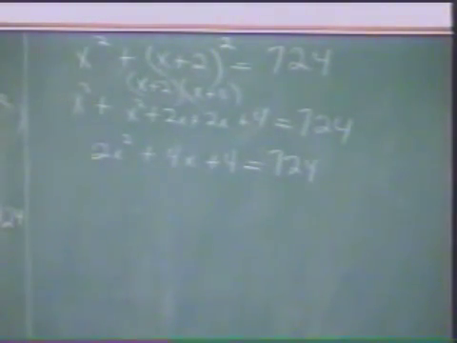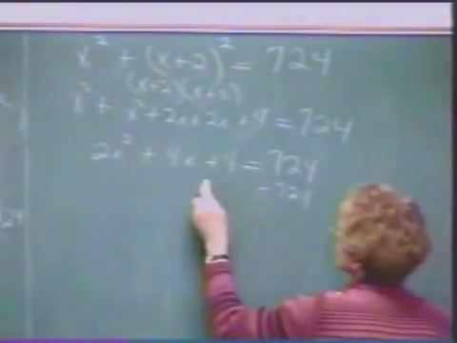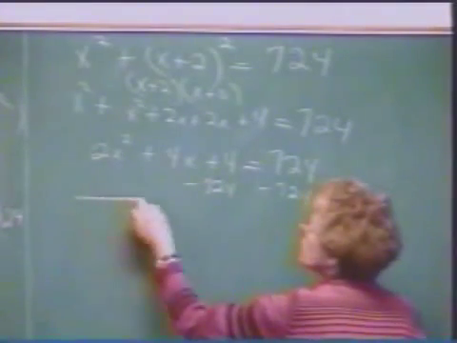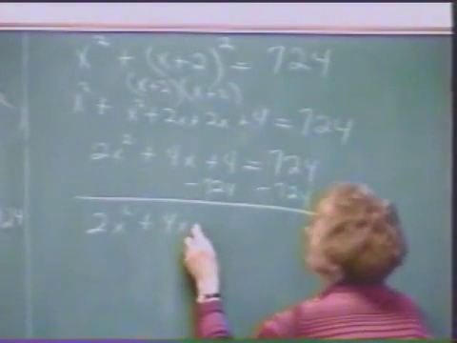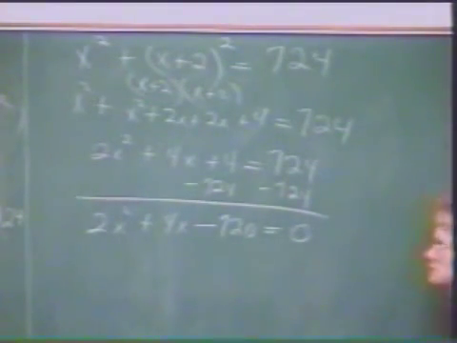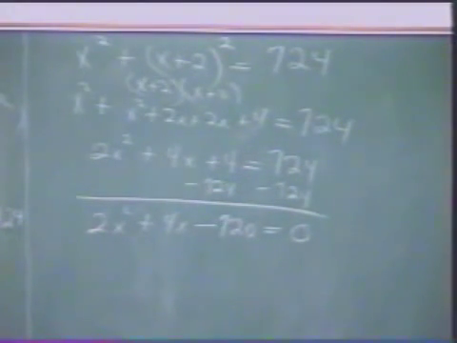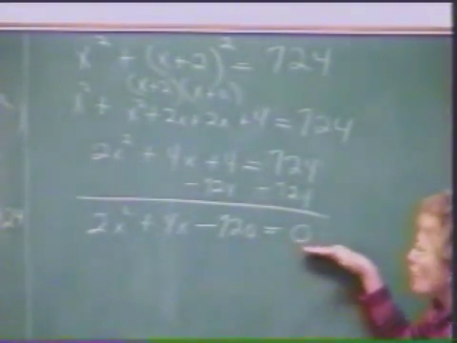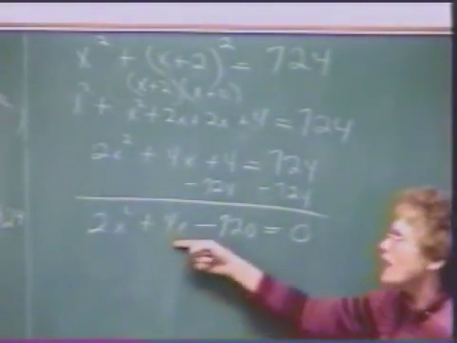What would we need to do next? Move the 724 over because you want to have it equal to 0. So we'll have 2x squared plus 4x minus 720 equals 0. Now, before we worry about how big those numbers are, they are big, and they are going to stay big actually, but we can make them a little bit smaller. Can anybody think of something we could do to both sides of this equation that's legal? Factor out a 2 or actually just divide both sides by 2.